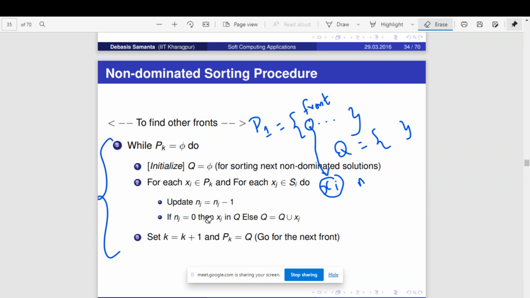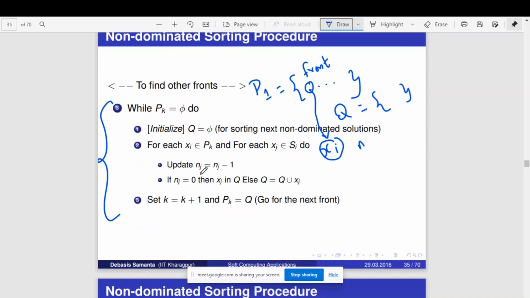So basically what it checks is, after subtracting, if nj becomes 0, then it means that there is only one individual who is better than this individual. So it means it should come in the second front, so we are adding it to the queue. And we are updating k equal to k plus 1. Like that it finds the next round of individuals.